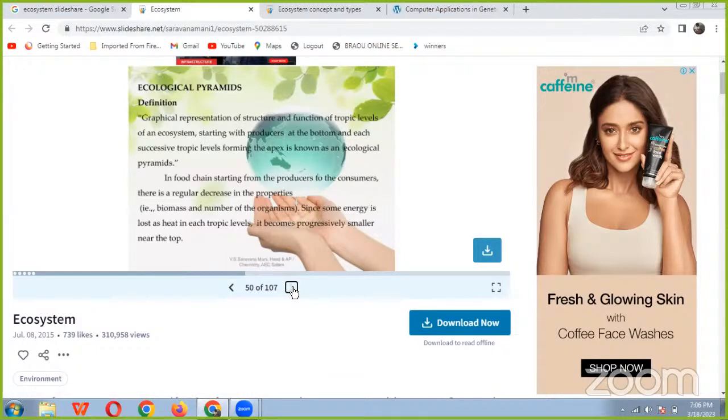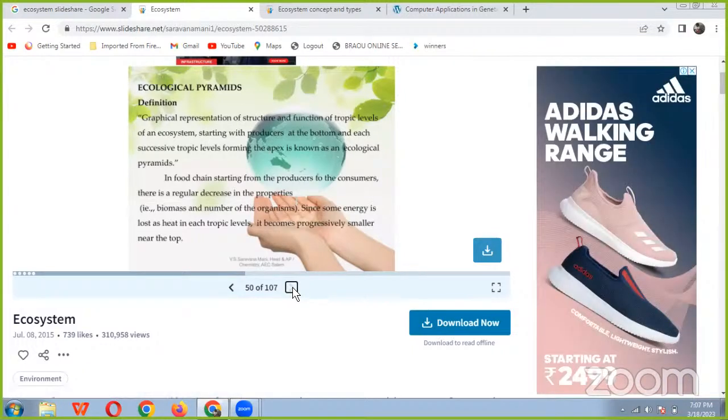Ecological pyramid is the representation of the ecological trophic levels. For example, at the bottom they occupy the producers, then consumers, and finally decomposers. These are also called ecological pyramids. The term was coined by Charles Elton in 1928.